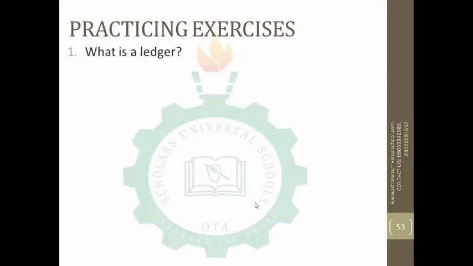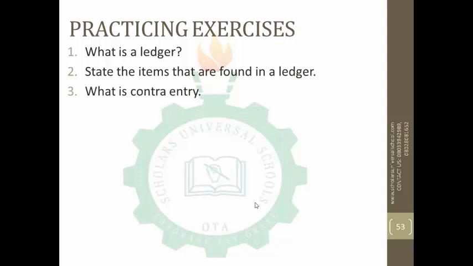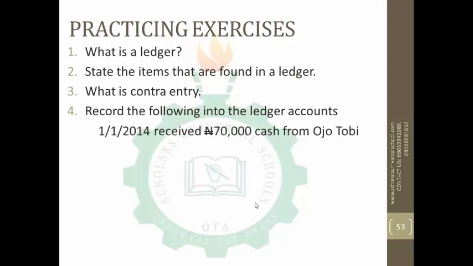Now the first question is, what is a ledger? State the items that are found in a ledger. You're supposed to know what contra entry is. So what is contra entry? And you're supposed to record the following transactions into the ledger account. To record all of these transactions into the ledger account, you could be asked questions like, which account are we going to debit? Which account are you going to credit? So for 1st of January 2014, debit what and credit what? You'll be given questions that relate to all of this in our test at the end of the week.